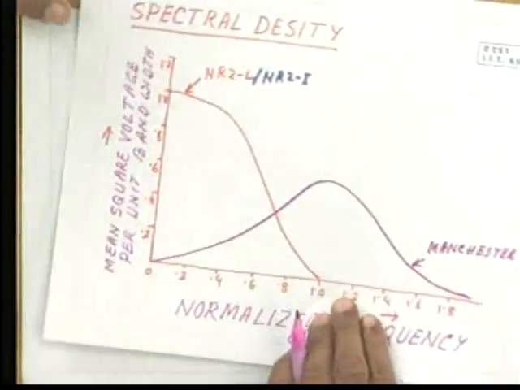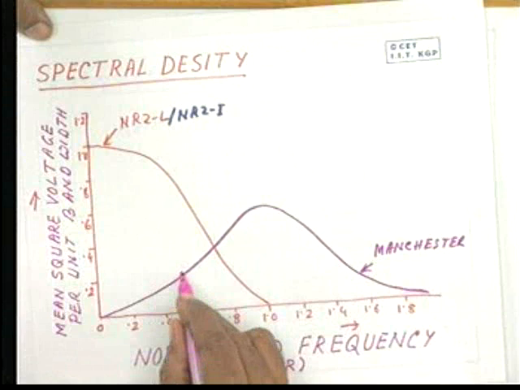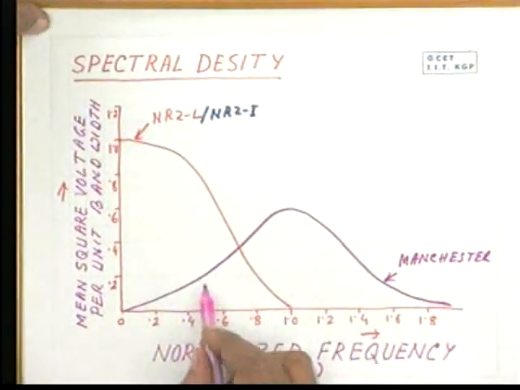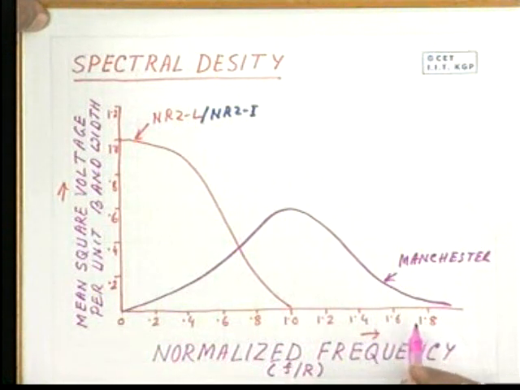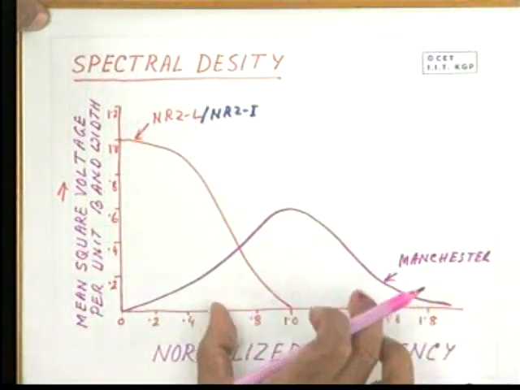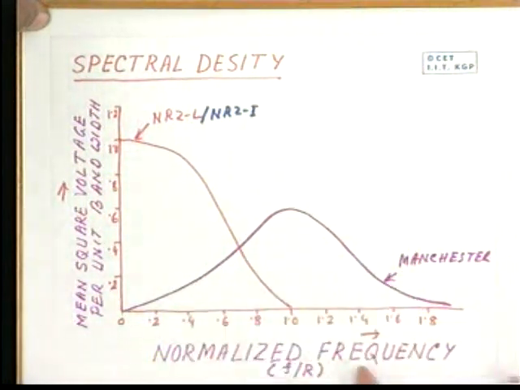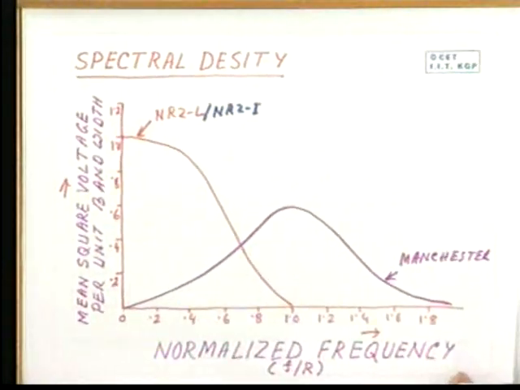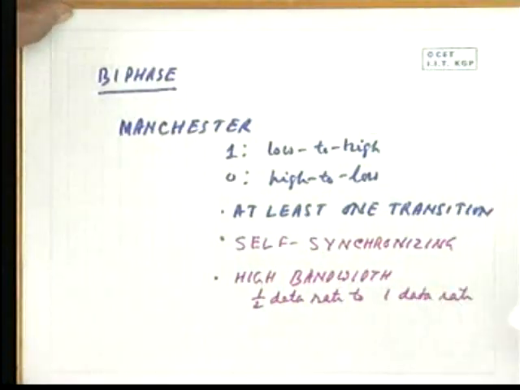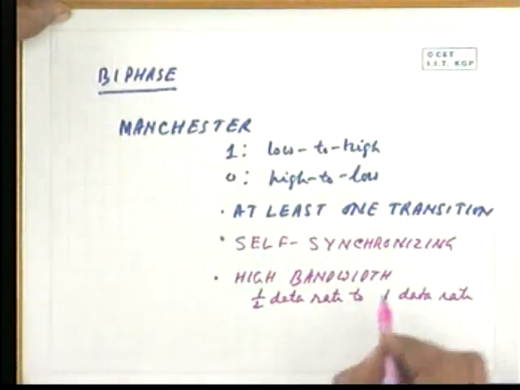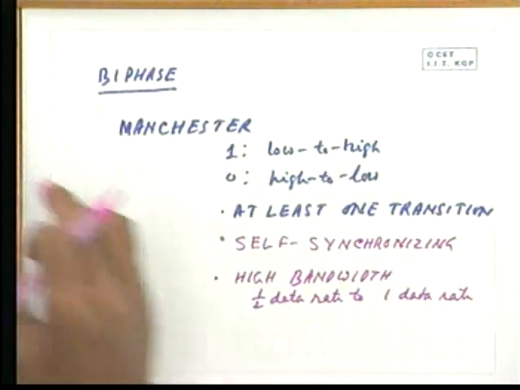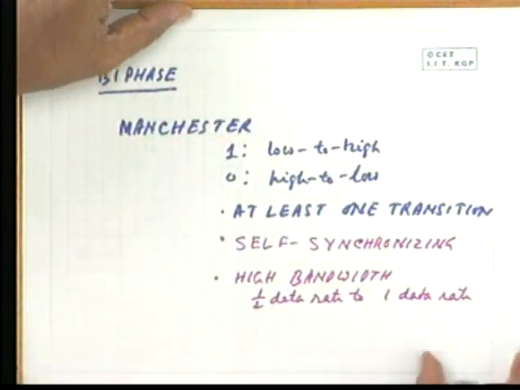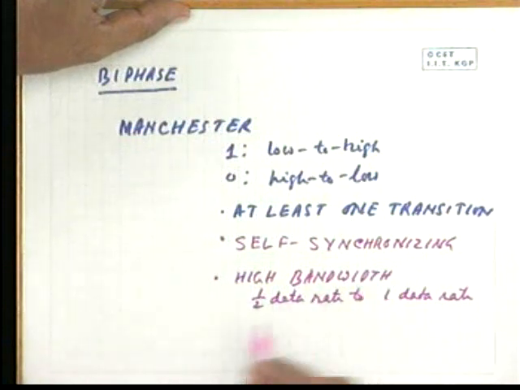That means from this region to about this region, you can say about 1 data rate, the signal spectrum is lying. So 1 data rate to 1.5 data rate. So it requires more bandwidth.